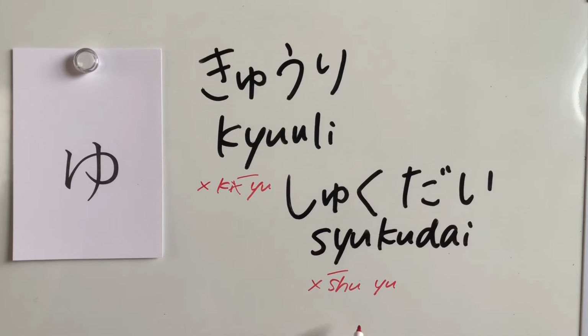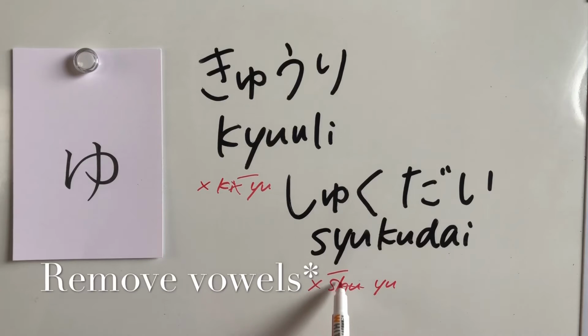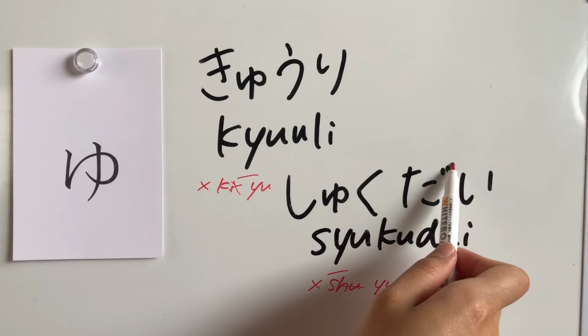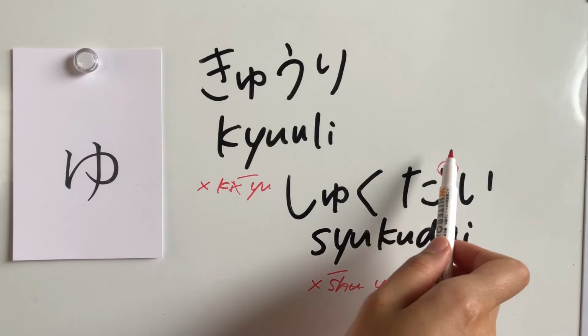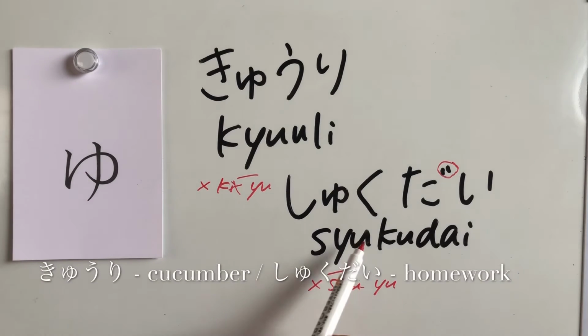And this one here is the same. So we remove the vowel, and we've got S and yu. So we say shukudai, shukudai. And don't worry about this one, I will explain it to you later on. So yeah, kyuri means cucumber, and shukudai means homework.